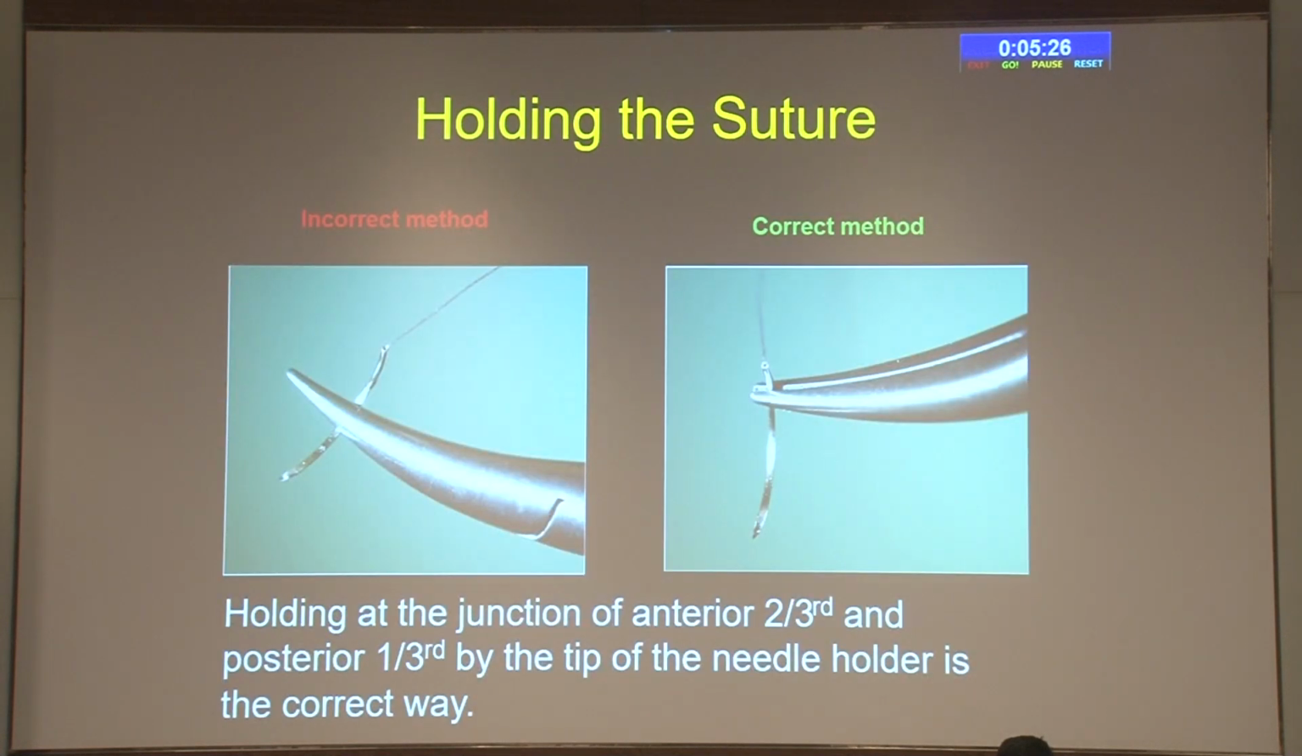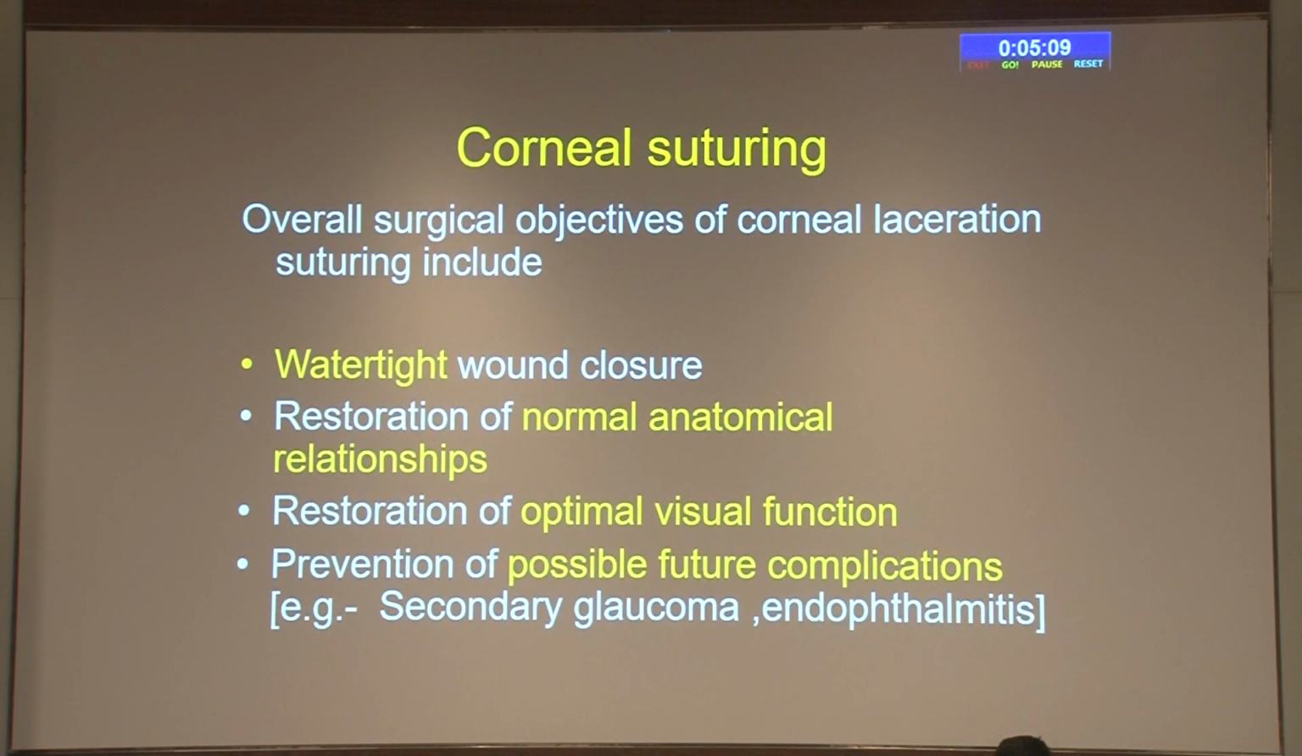Then coming to the surgery per se. Surgery starts with holding the needle with the needle holder. The ideal needle holding should be at the junction of the anterior two-thirds and posterior one-third. And what is the aim of the suturing? Suturing has to achieve a watertight wound closure, restoration of anatomical relationship, restoration of optical and visual function, and also prevention of future complications like secondary glaucoma or endophthalmitis.